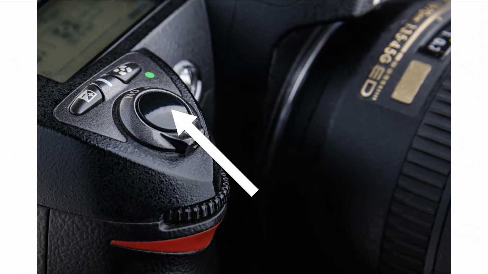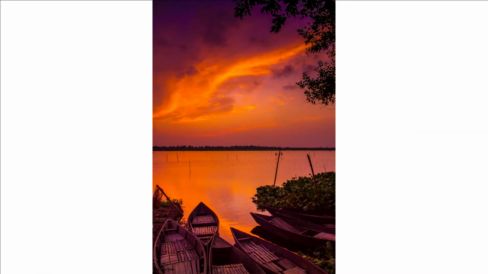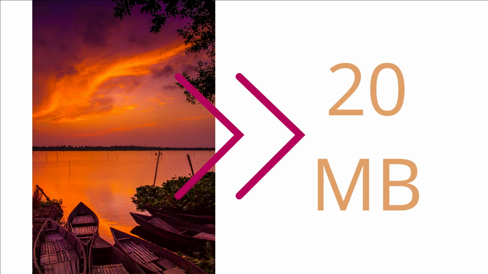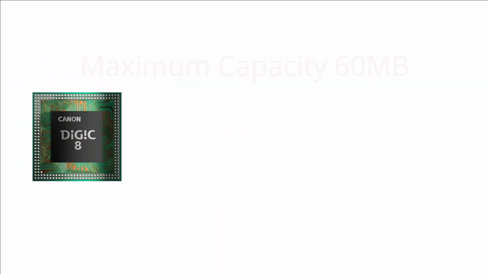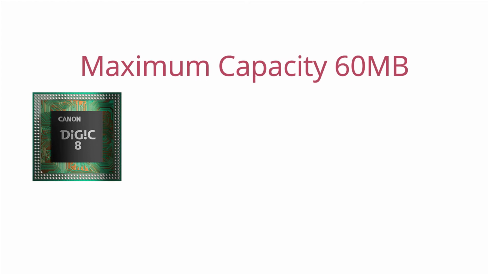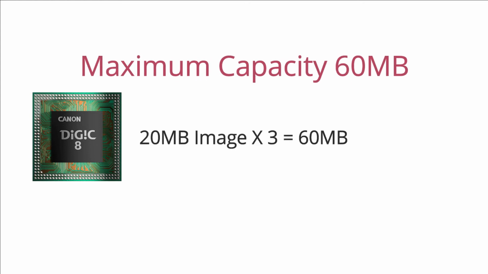Whenever we press the shutter button, the camera recreates a moment or an image. That image or photograph is nothing but digital data. As I already described, suppose a camera creates an image of 20 megabytes. Now, if the processor can handle a maximum of 60 megabytes of data per second, the number of pictures it can handle per second is 3 only.